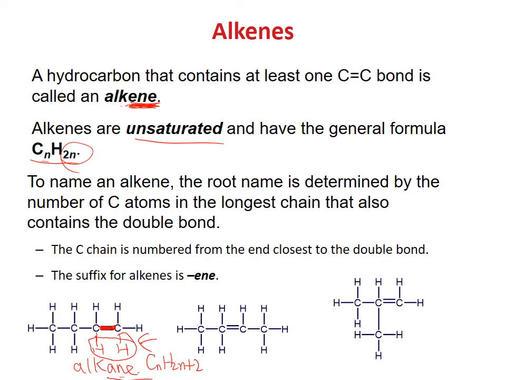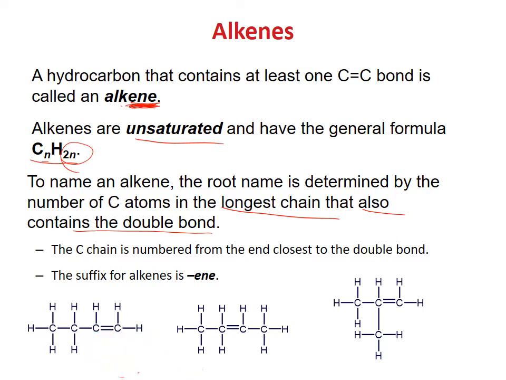To name an alkene, the root name is determined by the number of carbon atoms in the longest chain. That's similar to alkane, but the chain must also contain the double bond. All right, so let's look at the first molecule.